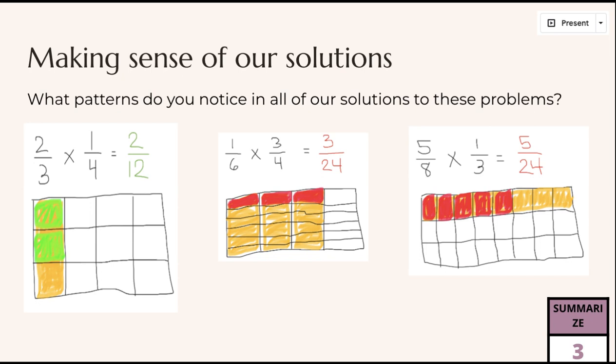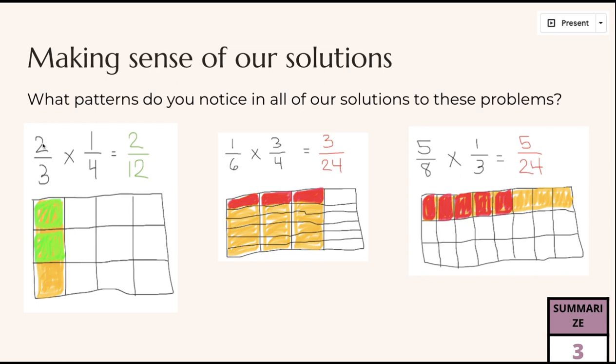So what patterns do you notice in all of our solutions to these problems? My hope is that you see that the area model matches our answer if you are counting only the squares where the 2 colors overlap, and we can always check our answers using the algorithm.